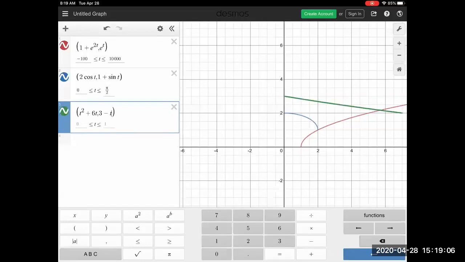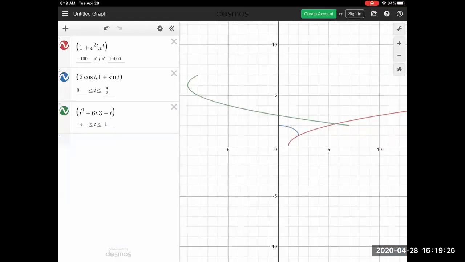Awesome. And here, for 1c, it says that t is in between negative 4 and 1. So negative 4 is going to be the lower bound for t, and then 1 is going to be the upper bound. So we're good. There we go. And if you zoom out, we see that the curve for the third one is kind of like this sideways parabola that stops at a point.